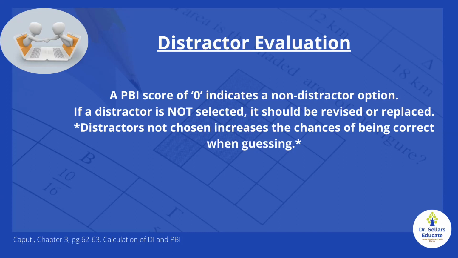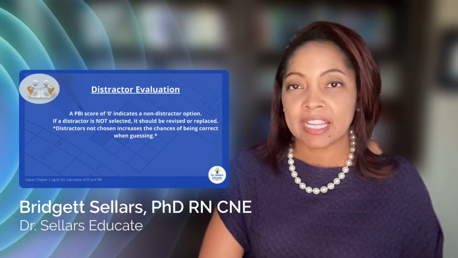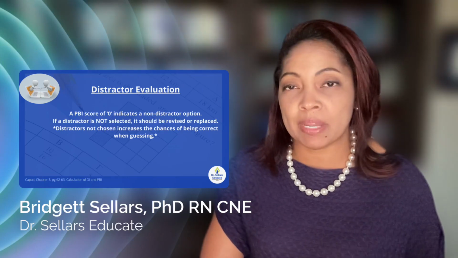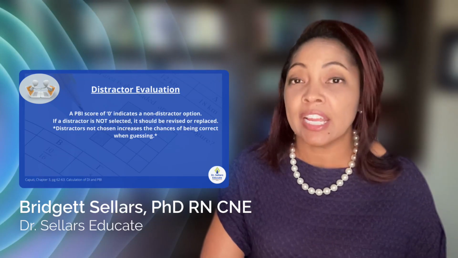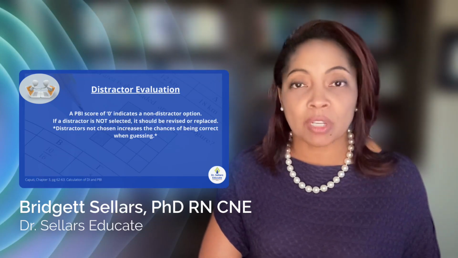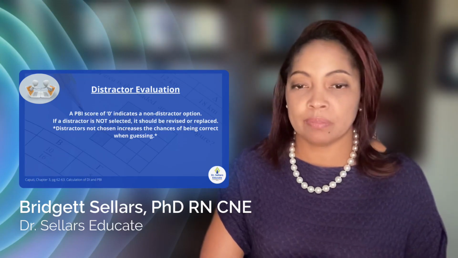It means that no student has chosen the distractor, that specific distractor. Distractors that are not chosen increase the chances of being correct when guessing. So whenever we have a distractor of 0, we haven't written it very well, because we weren't able to attract our student that was not knowledgeable about the content to choose the distractor. So what happens? They have a likelihood of guessing with the other 3 options. They've increased their likelihood to guess the correct option.